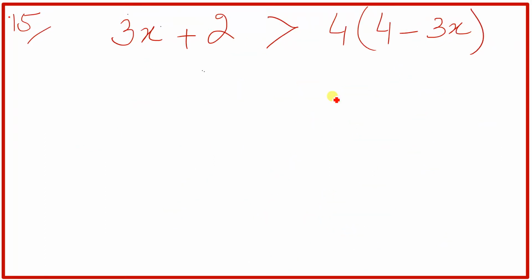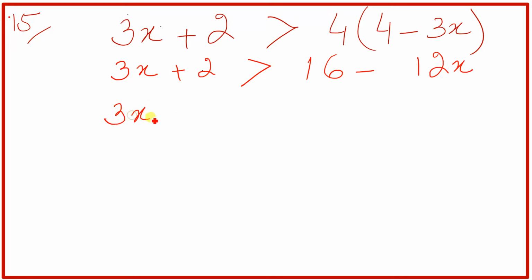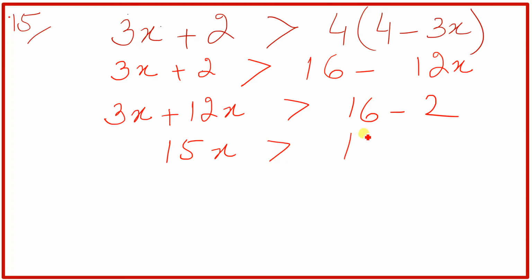Question number 15, now we have a parenthesis on the right hand side, so the left hand side will remain the same. 4 multiplied by 4 is 16, minus 4 times 3 is 12x. Next step, we have to take the transpose. 3x, this is negative 12x, so on the left hand side it will be positive 12x, greater than 16 minus 2, which is equal to 15x greater than 14. 16 minus 2 is equal to 14.